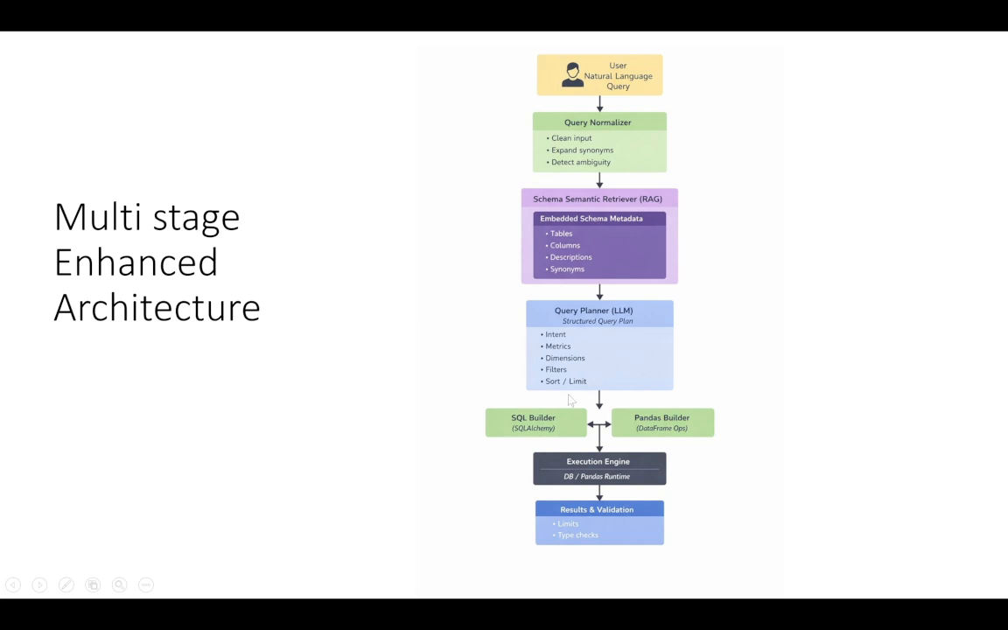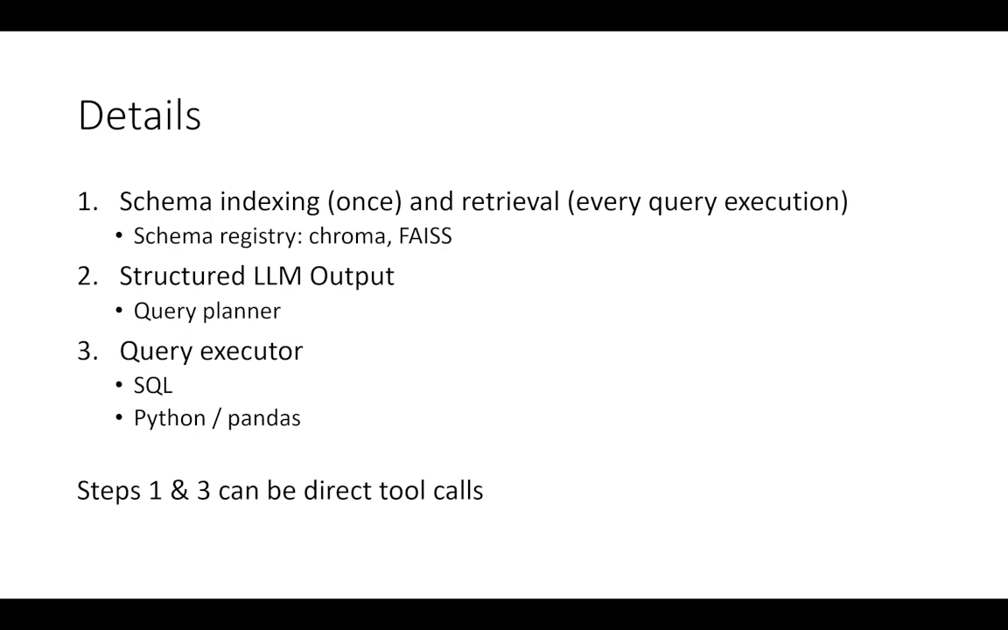And then we'll either give it to a SQL builder or a pandas data frame builder. So here we'll use SQLAlchemy, or we'll use the data frame. And then you execute. So basically this is a 4-step architecture. And then obviously once you get the results, you can even check, put some limits, do some type checks. So let's do a deep dive.